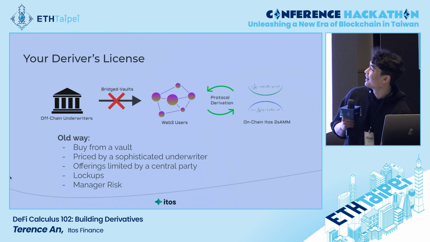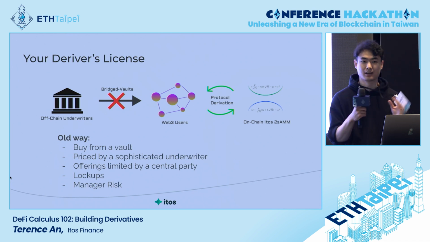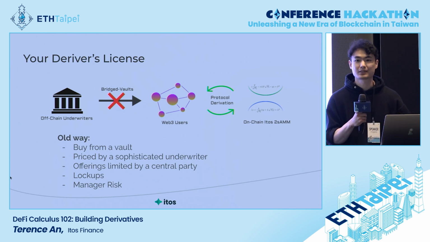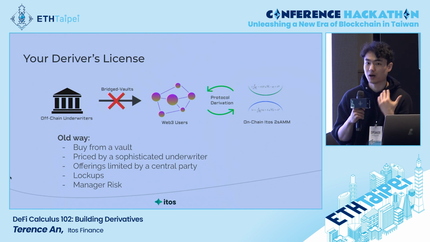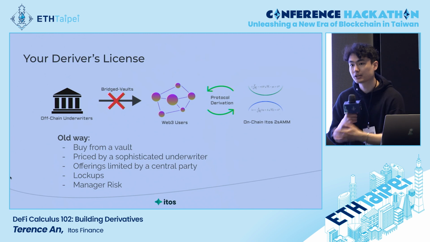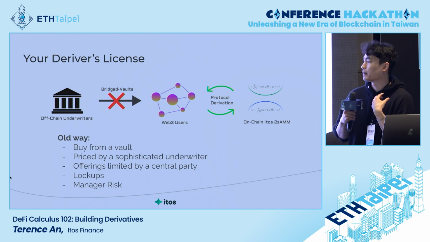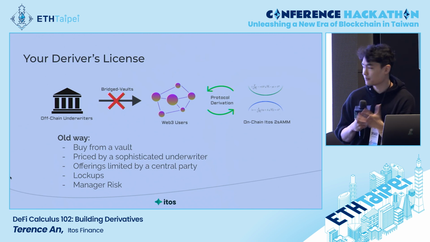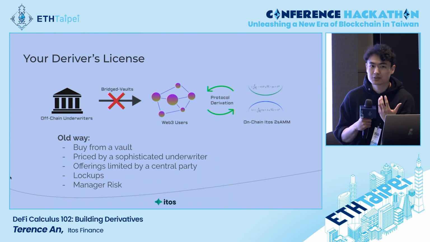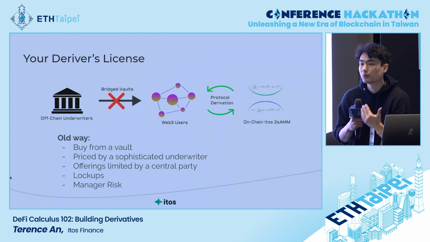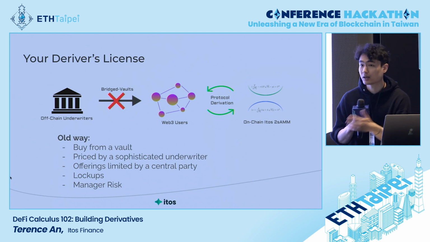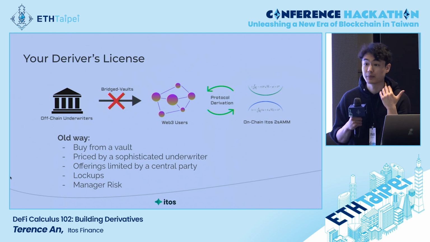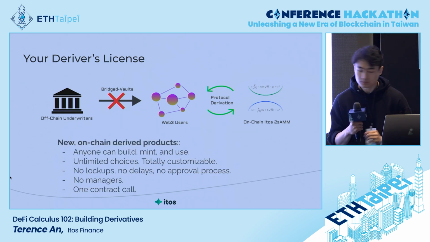I hope you are. So the reason that this is different than previous attempts at structured products is the previous attempts all use an off-chain underwriter and they bridge the asset over. And so users buy it from a vault, it's usually priced by a sophisticated underwriter, and that really means you're just getting adverse filled. Like from day one, you have negative expectancy, and that's not great. You have lockups, you have an expiry, and you have manager risk. Like all these things make vaults a terrible experience.